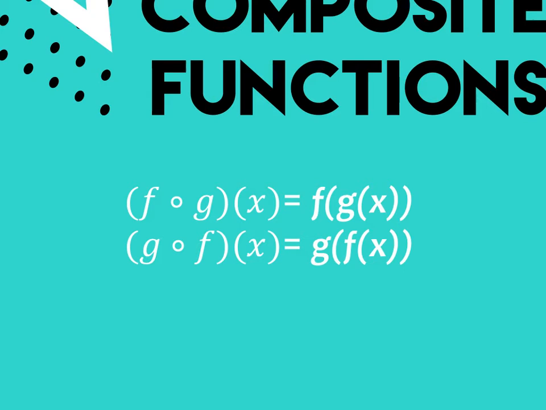So it sort of looks like it's spelling the word fog. So really what you're going to do is take this g of x function, and this is what gets plugged into the f of x function for the x value. Same thing here. We would take the entire f of x function and we're plugging it into the g of x function for the x value. So let's try to see what this means.